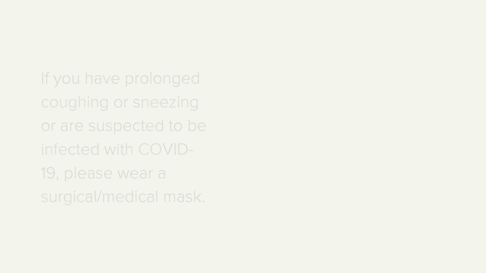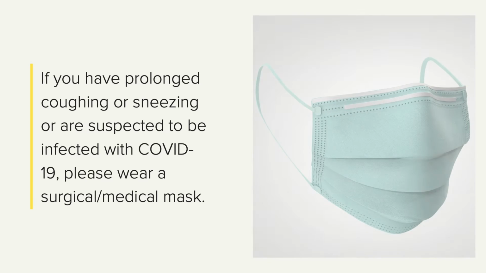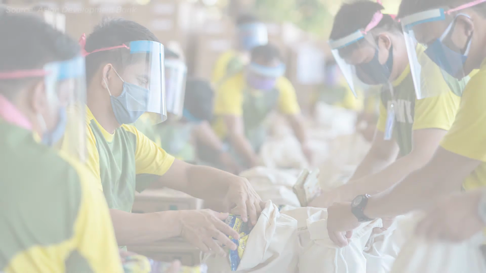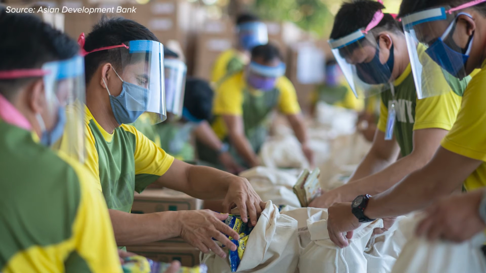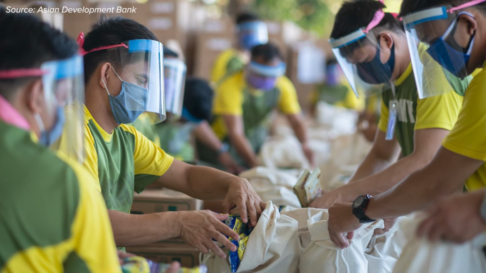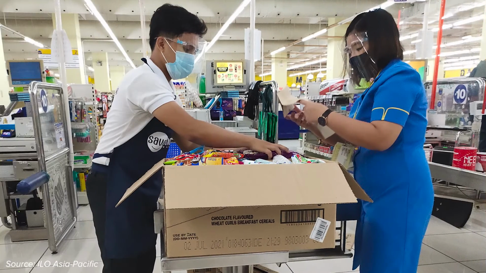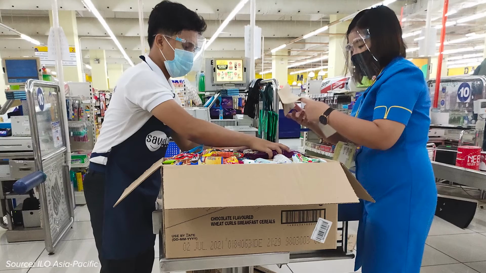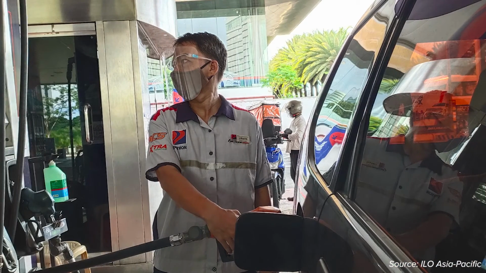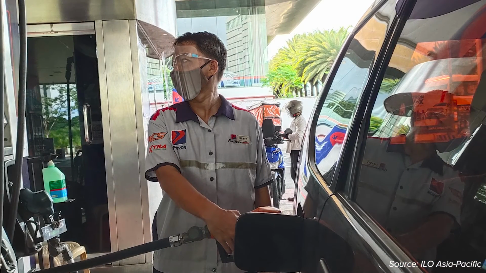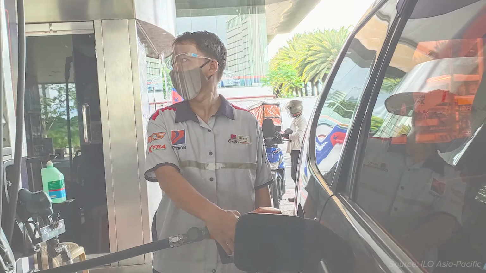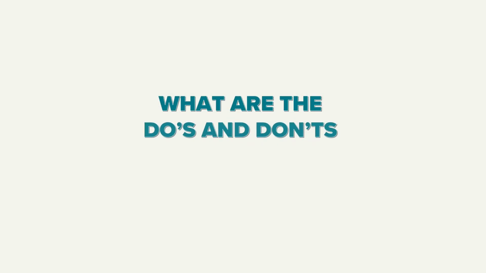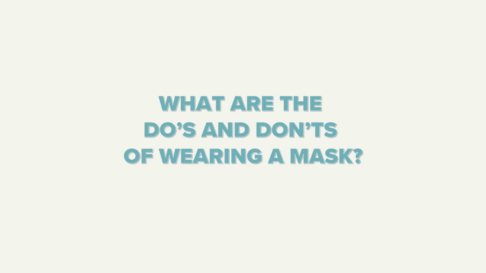If you have prolonged coughing or sneezing or are suspected to be infected with COVID-19, please wear a surgical or medical mask. The government now requires everyone stepping out of their homes to wear a face shield on top of a face mask. The use of this additional barrier will help reduce exposure to and emission of respiratory droplets considerably. So what are the do's and don'ts of wearing a mask?